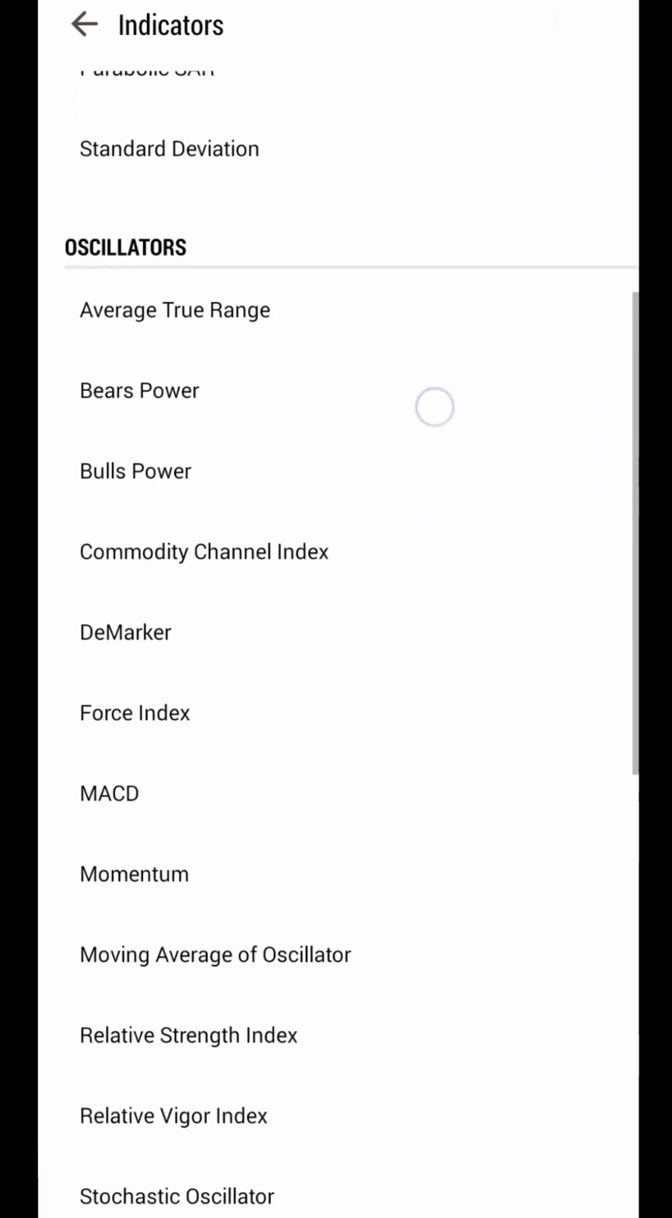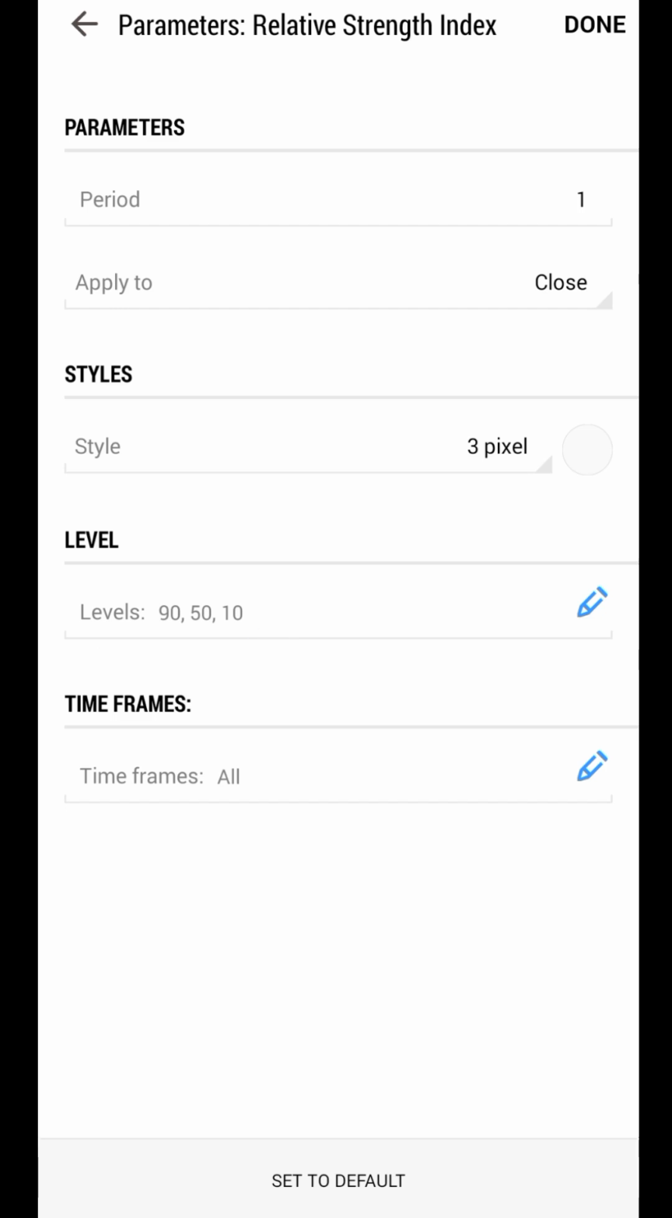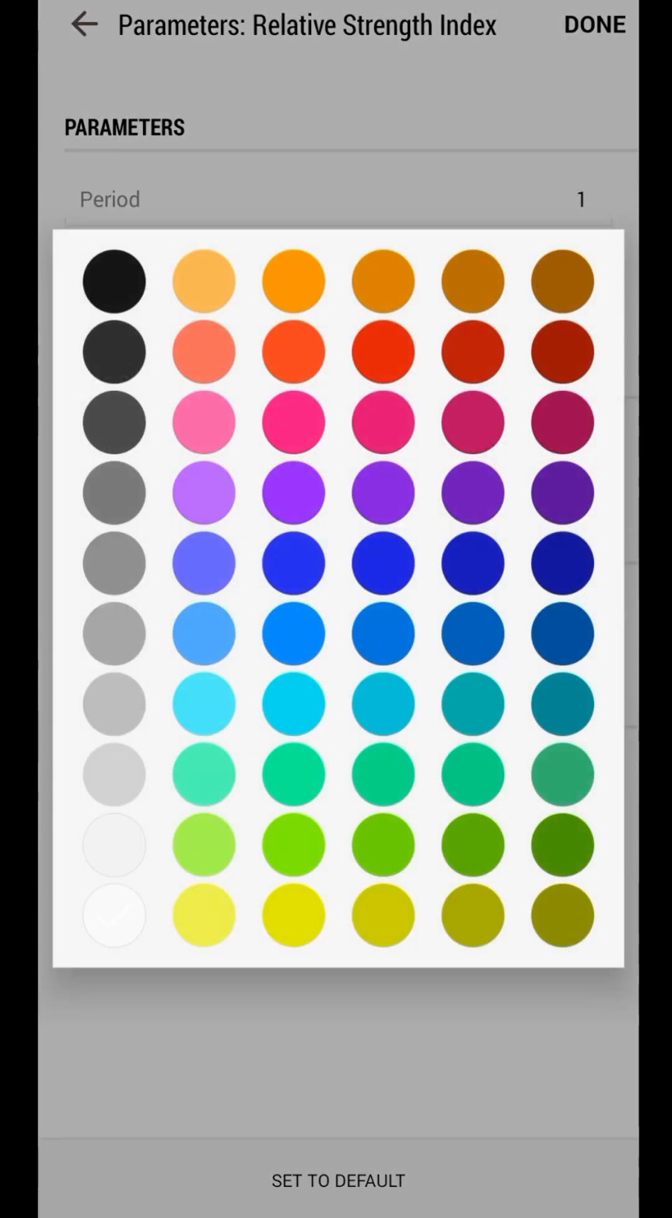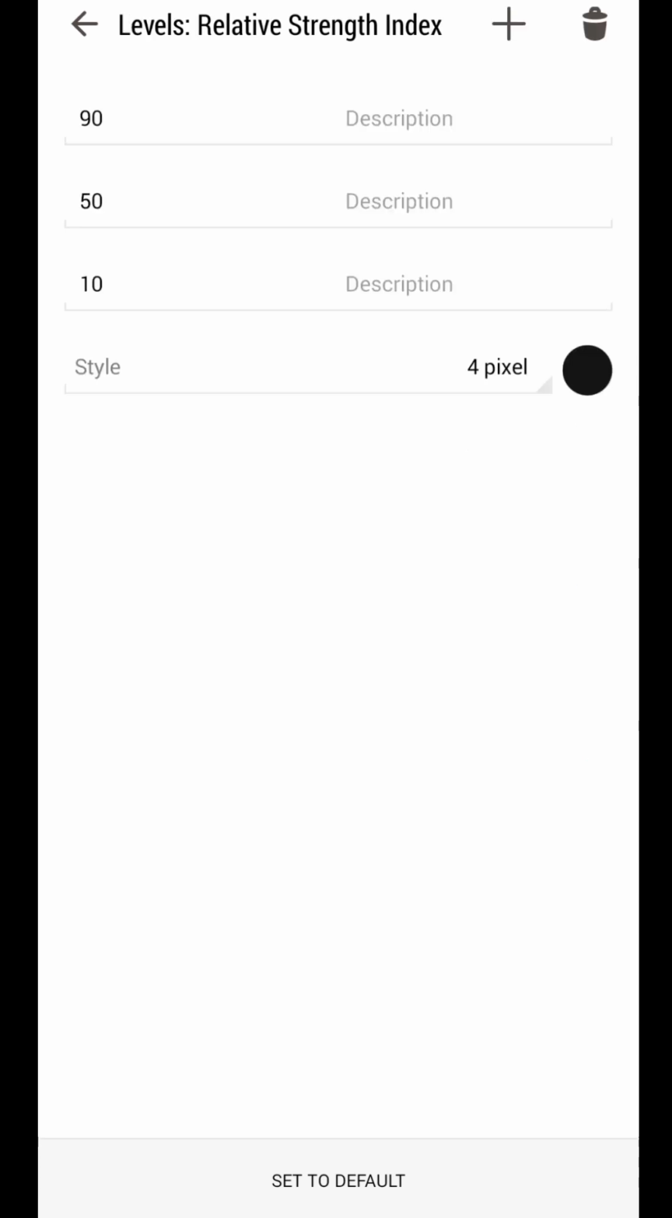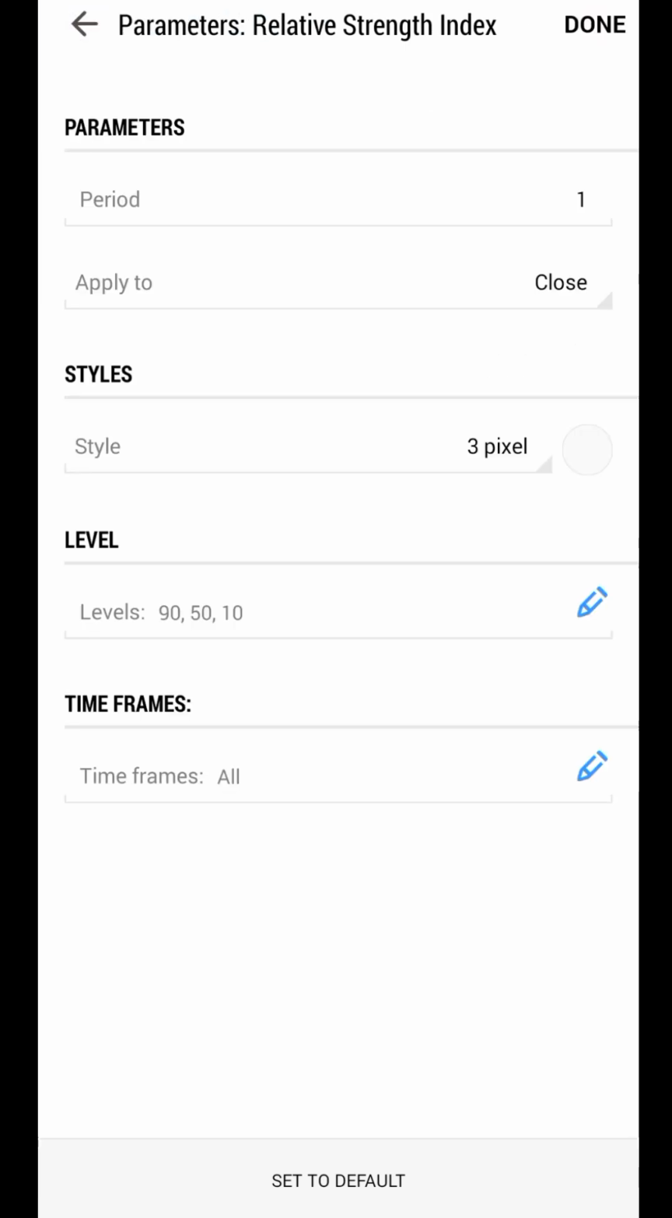Then find the RSI, relative strength index. The period is 14, apply to close. This star here, we don't need it. Use the background color of your chart. I'm using white, that's why I use white. The levels here, we are using level 90, 15 and 10. I'm going to explain why we are using those levels. Just stick to this video. Then click on done after that.